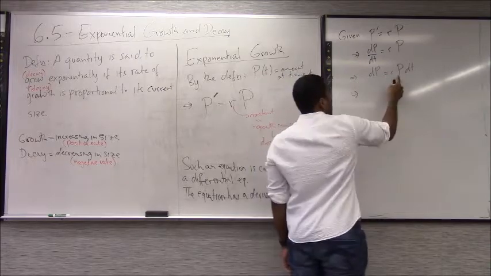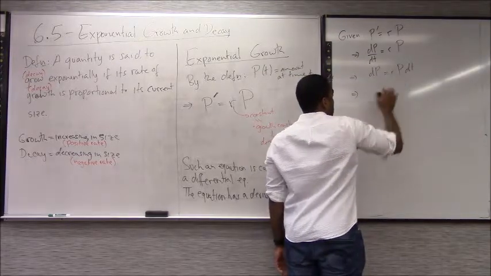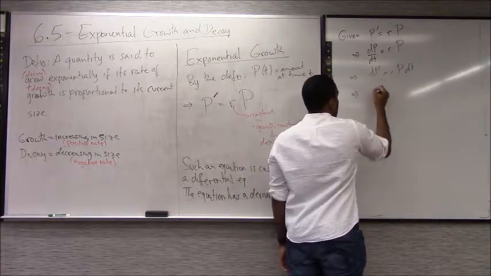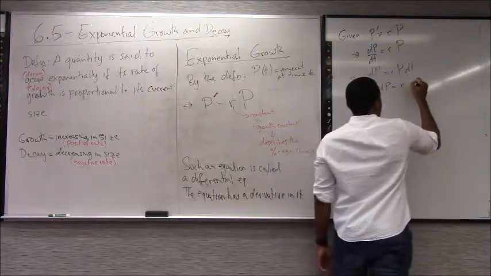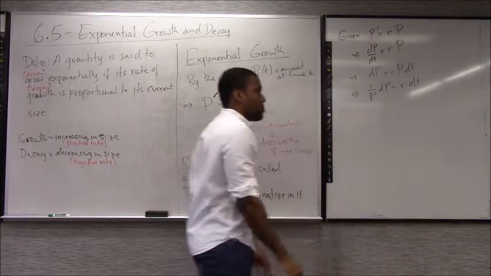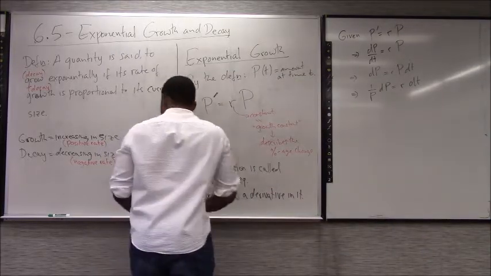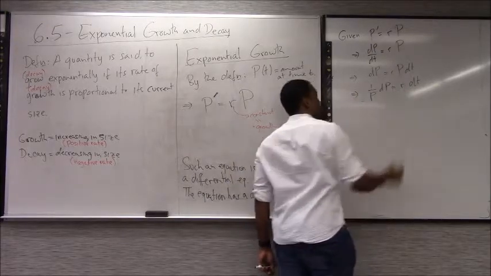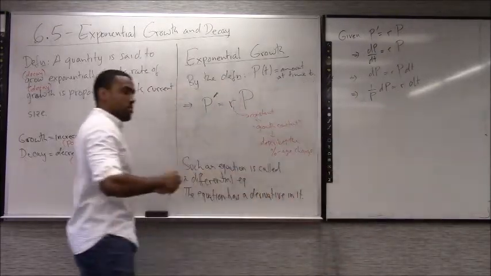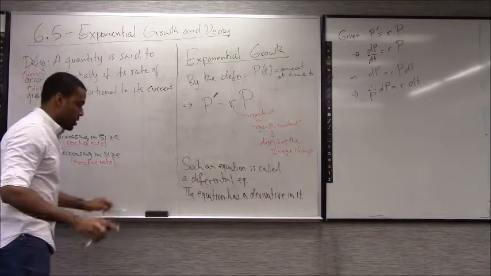And I want to get all the p's on one side and all the other guys on the other side. So I can divide both sides by p, assuming I have a non-zero quantity. And then what I can do is throw integrals in. And now notice that I have something that's in the standard looking way of an integral.